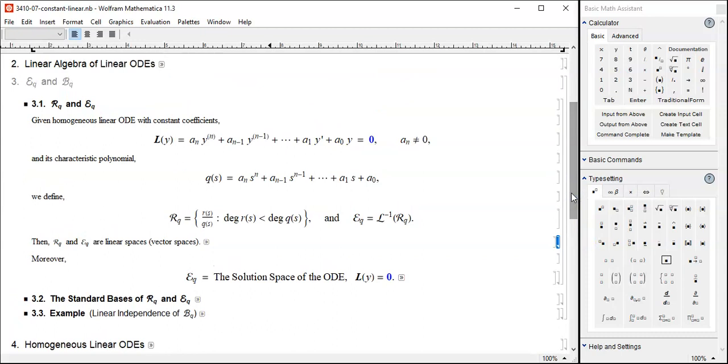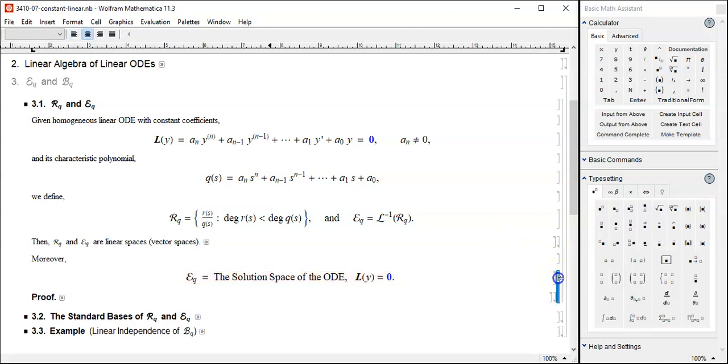Okay, now let's go to the third claim, but a brief recap. This is where we started, and then using the characteristic, we defined RQ and defined EQ as its Laplace inversion. We took kind of a windy method, but in the end, what we want, of course, is the solution. We are talking about differential equations, so what we want is the solution. It turns out this EQ is the solution space we are looking for: the solution space of the homogeneous linear ODE, L of y equals 0.